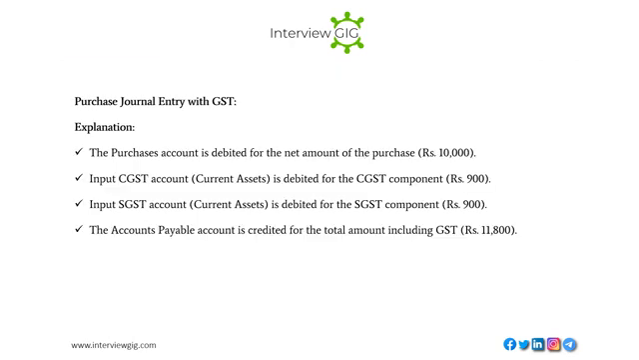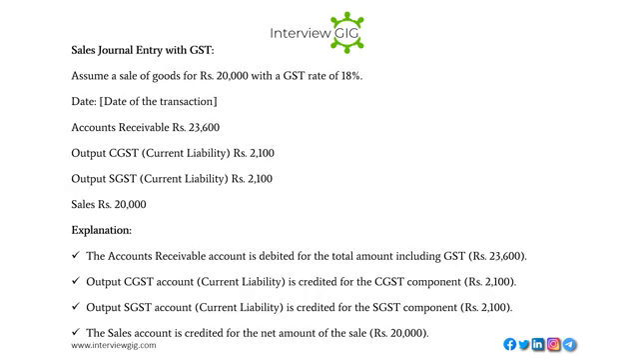Explanation. The purchases account is debited for the net amount of the purchase, Rs 10,000. Input CGST account, current assets, is debited for the CGST component, Rs 900. Input SGST account, current assets, is debited for the SGST component, Rs 900. The accounts payable account is credited for the total amount including GST, Rs 11,800.